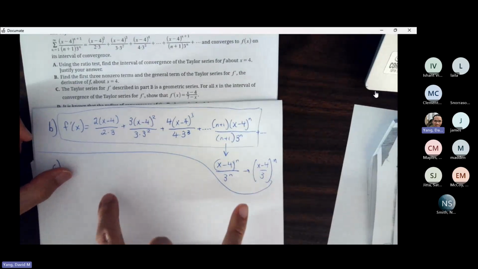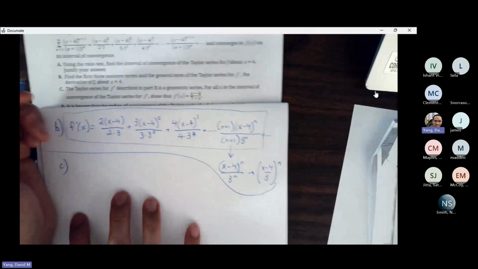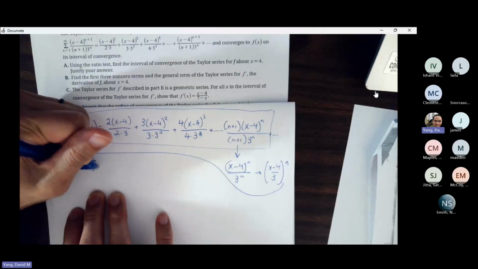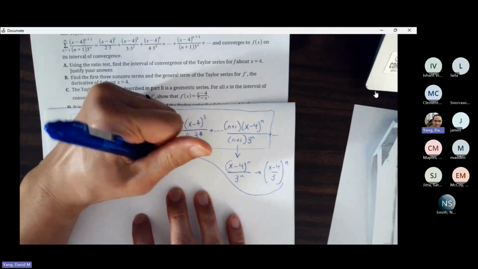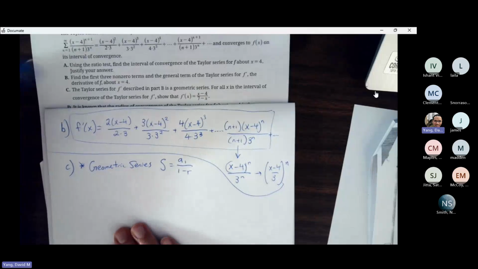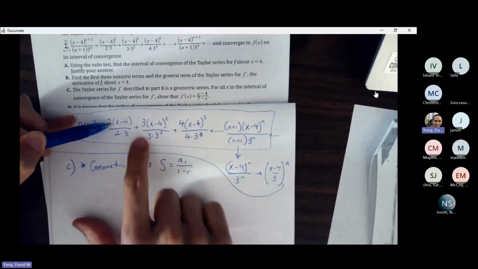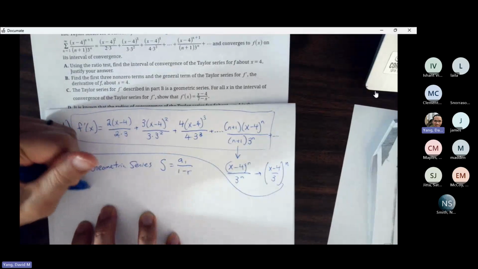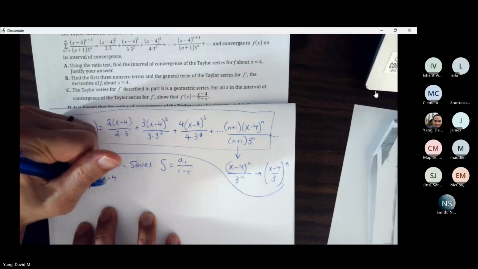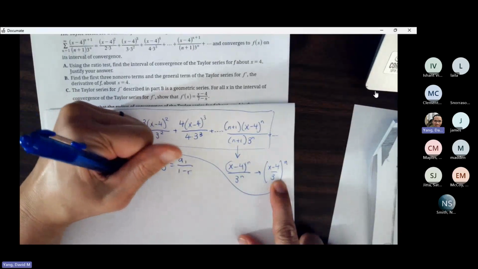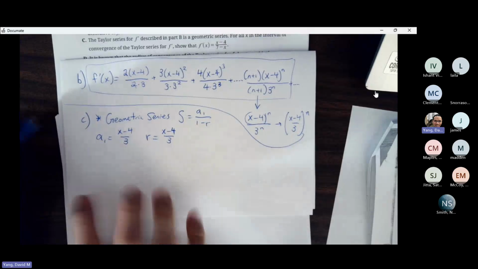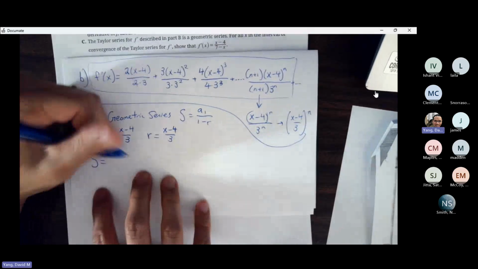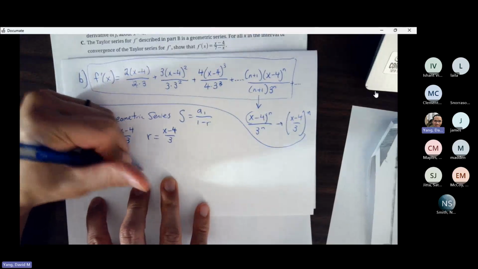If part C wants us to basically build a sub 1 over 1 minus r and show that my sum can equal that, then let's gather our information. We're working with this idea of geometric series. We know that the sum of a series is a sub 1 over 1 minus r. My a sub 1 for my f prime is whatever this is, and I want to hold on to my x. I can reduce the 2 here, so my first term is just x minus 4 over 3. My common ratio is also x minus 4 over 3. So I just have to put it into this infinite series sum, a sub 1 all over 1 minus r.